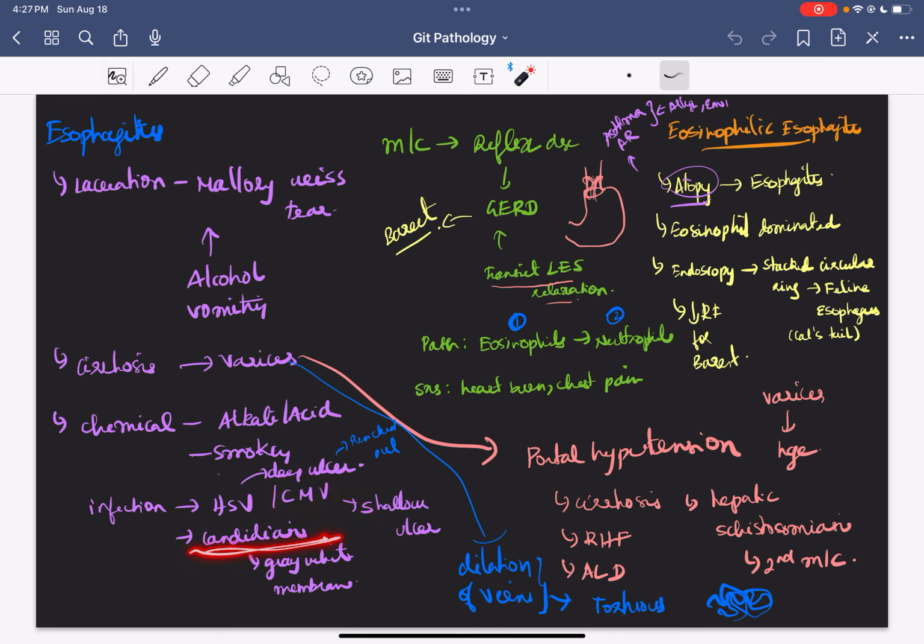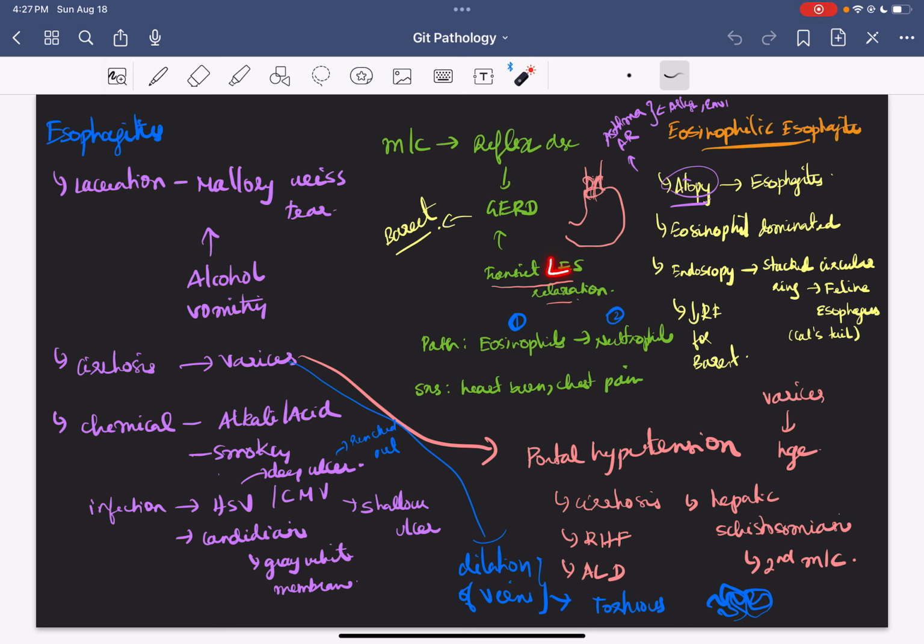Okay, and what about candidiasis? When there is candidiasis infection, there is grey white membrane formation along with your esophagitis in your esophagus. The most common esophagitis cause is your reflux disease, that is your GERD. This GERD can lead to Barrett's esophagus, about which we'll be looking in detail later.